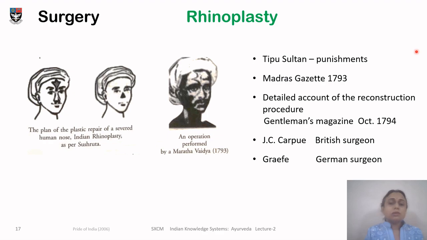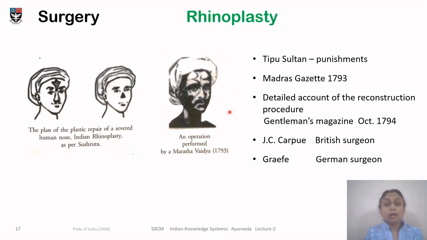What the Britishers observed was that a Maratha Vaidya, a Vaidyacharya, is a doctor in Ayurveda, an Ayurvedic doctor, was seen to perform these rhinoplasties. For these people who had their noses cut off, he would stitch back the nose using a skin flap from the forehead. From the forehead, he would use a part of the skin and use other mechanisms to stitch back the nose.